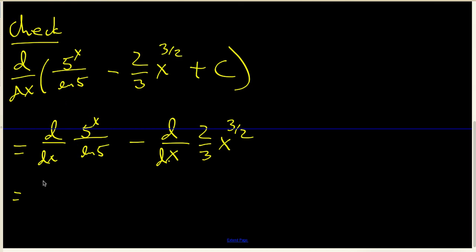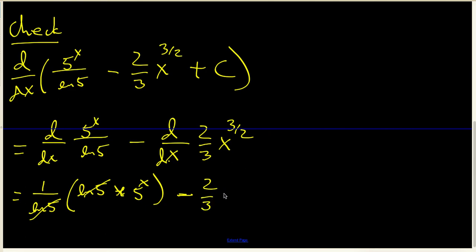Now, this derivative is going to be 1 over ln 5 times the derivative of 5 to the x, which is ln 5 times 5 to the x. So those ln 5's cancel each other out. Then we have that minus sign. And this derivative here is going to be 2/3 times, well, I want the derivative of x to the 3/2. So I bring the exponent down. Then I have an x, and then I'm going to subtract 1 off, which will be a 1/2. And that 2/3 and the 3/2 will cancel.